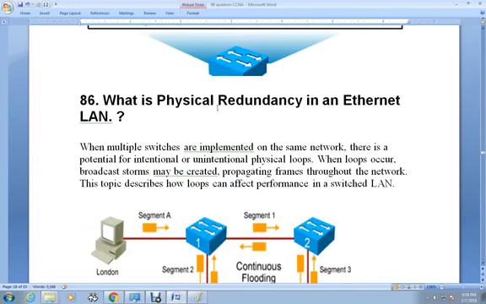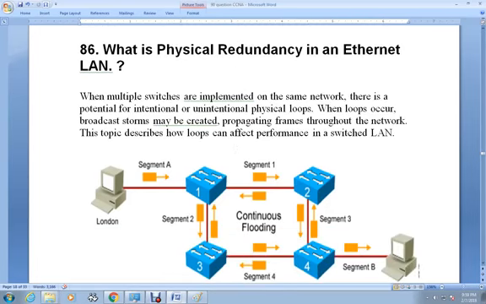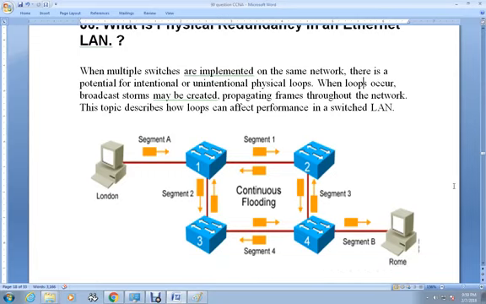Next question, what is physical redundancy in an Ethernet network? So guys, this is a very important topic. When multiple switches are implemented on the network, there is a potential for intentional or unintentional physical loops. Obviously, when a loop occurs, a broadcast storm may be created, propagating frames throughout the network. This is the basic concept I tried to explain in short. I have already discussed it at length in my previous videos.